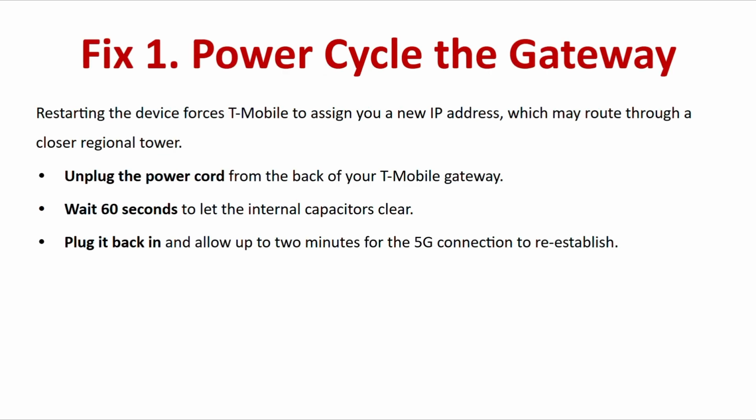Fix 1. Power cycle the gateway. Unplug the power cord from the back of your T-Mobile gateway. Wait for 60 seconds to let the internal capacitors clear. Then plug it back in and allow up to 2 minutes for the 5G connection to reestablish.